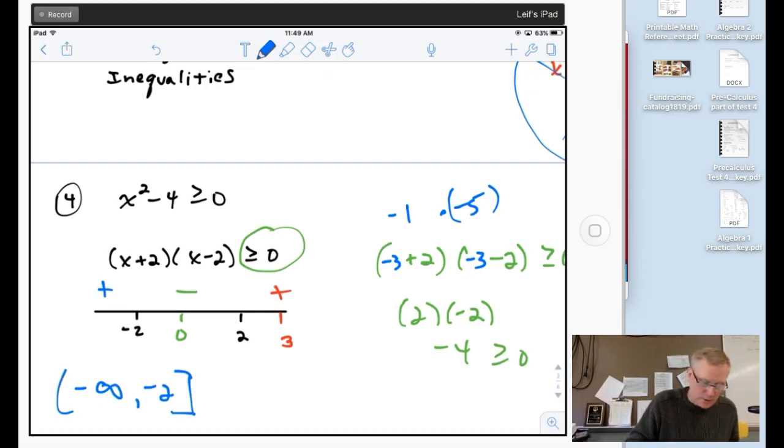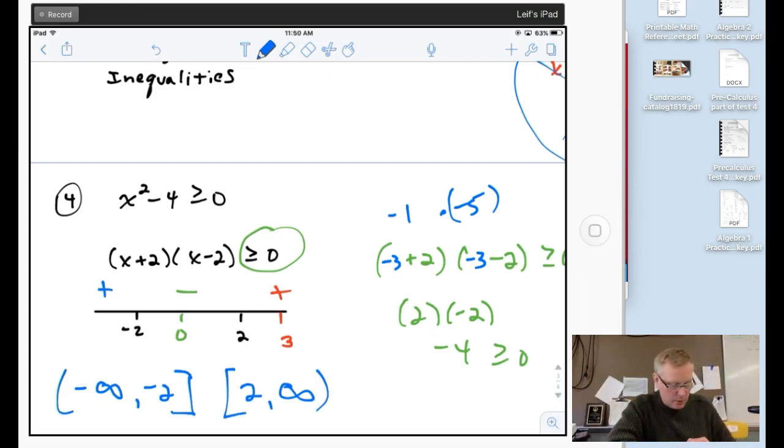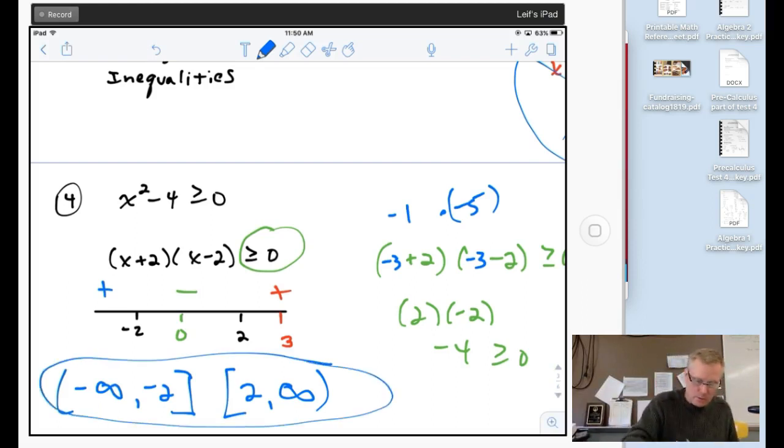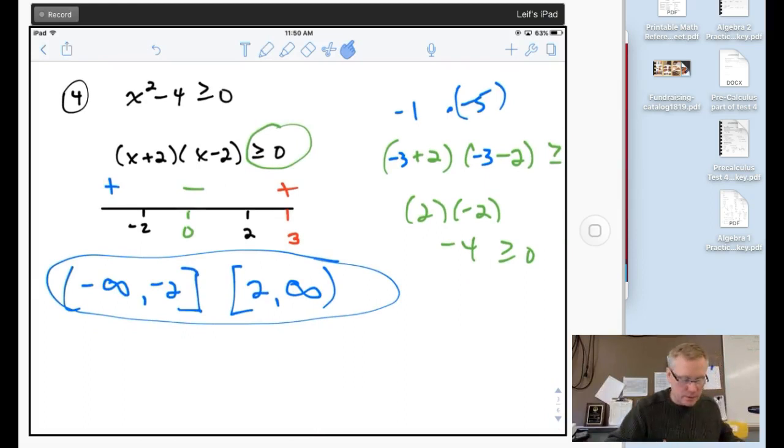It's good from 2. If I plug in 2, I get 0. That's greater than or equal to 0. So it's good from 2 to infinity also. Okay, so those are my two solution sets, okay? And that will make my solutions, okay?